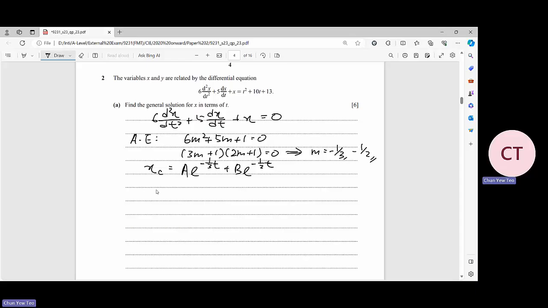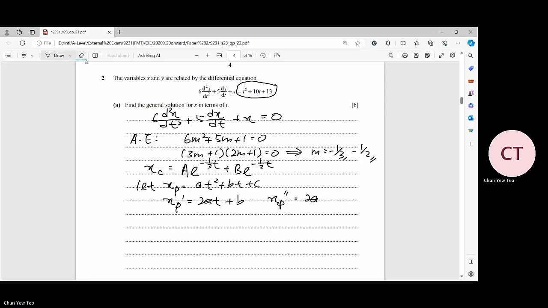Then now for the particular integral, we let our x_P be, since the right side is a quadratic, also a quadratic. So your x_P prime is 2At plus B, and x_P double prime will be 2A. Just like that.